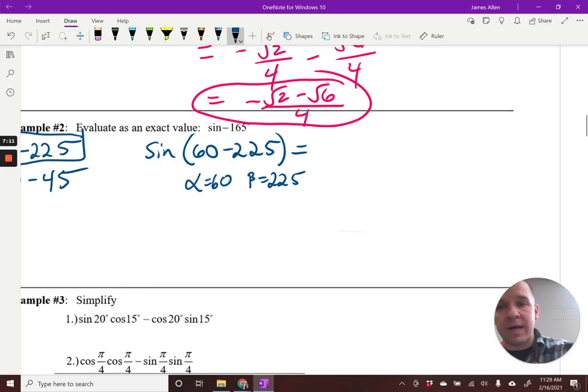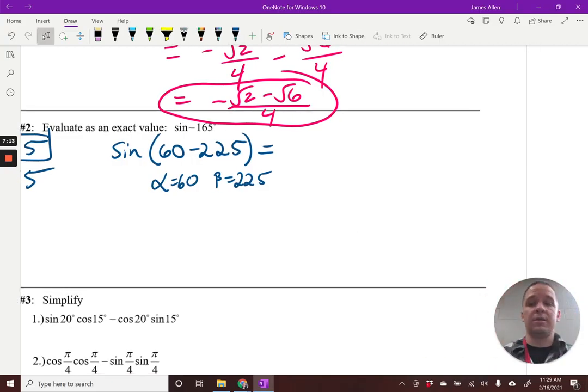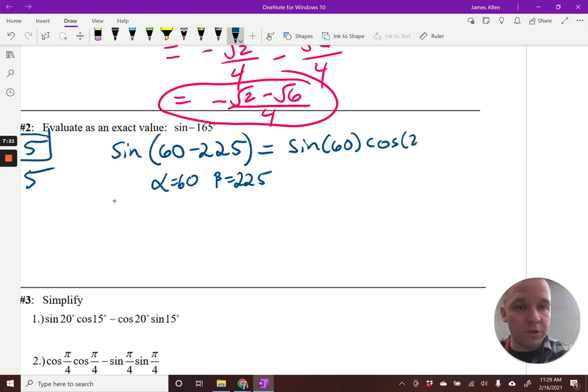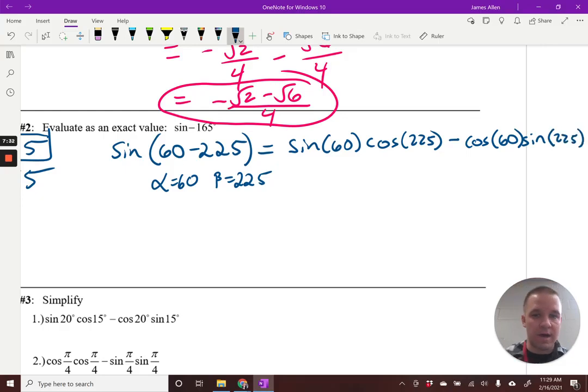All right, so let's go ahead and expand this. So I'm going to have sine of 60 cosine of 225 minus cosine of 60 sine of 225, right? The alpha and the beta are both positive here. Lovely, wonderful, fantastic. And as we know with the sine formula, it's going to be subtraction.